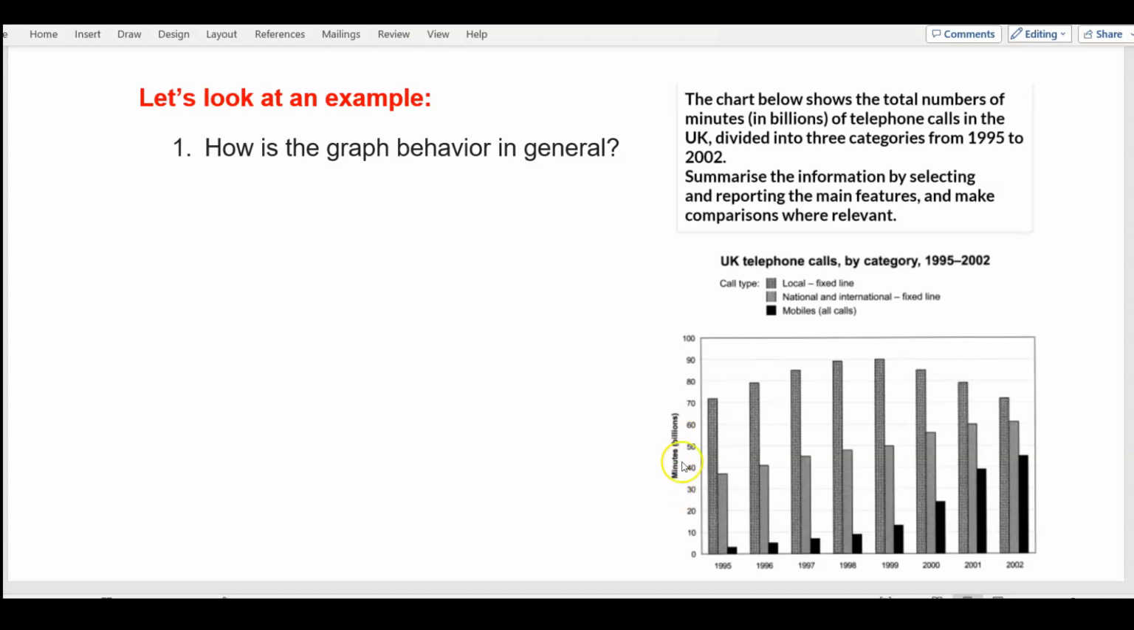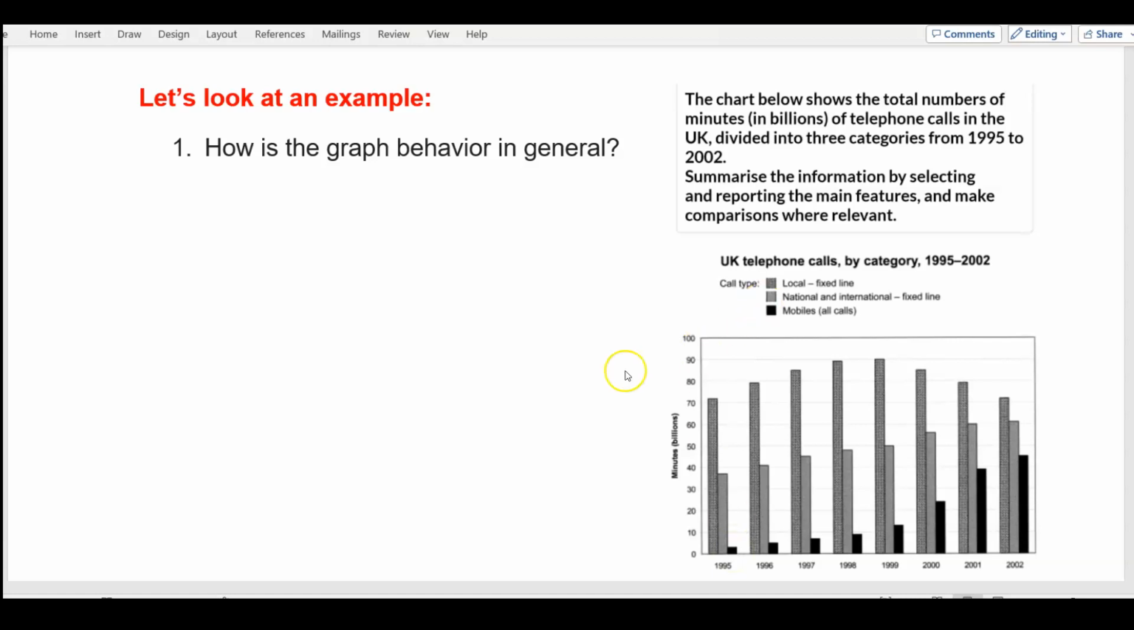So 10 billion, 20 billion minutes, 30 billion minutes, and thereafter. We know that the years run from 1995, 1996, 97, 98, 99, 2000, 2001, and 2002. So we have all this information given to us now, and we know that the first one is for the local, the next one is for the national, and this last one, which is the deepest, is the mobile.